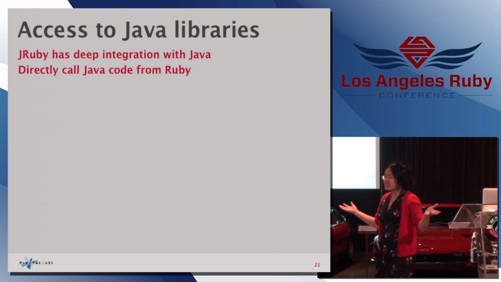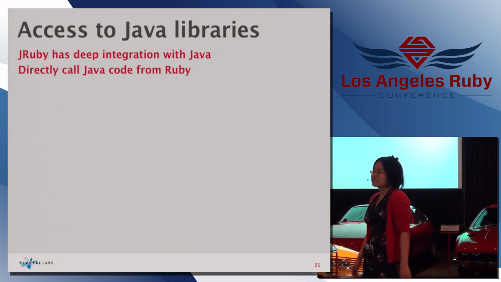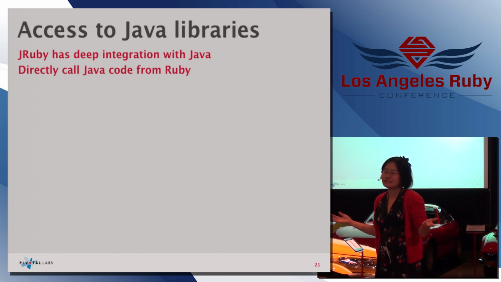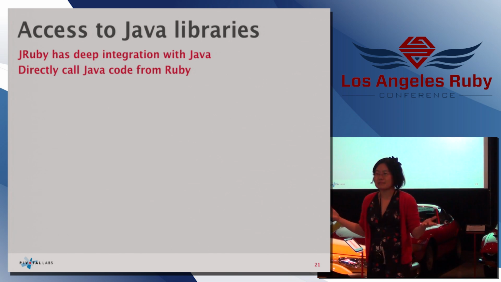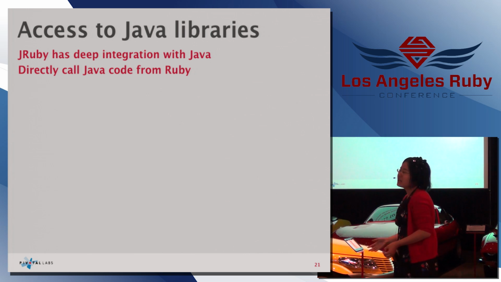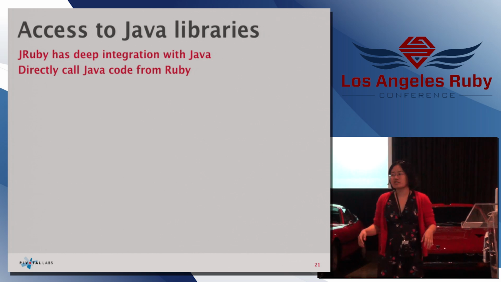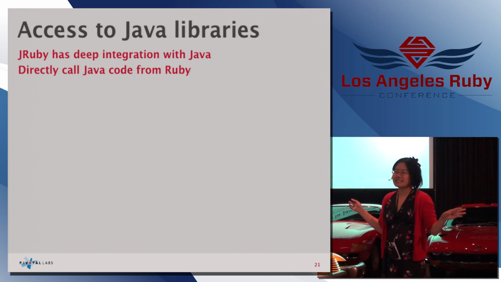So how do you do this? JRuby has really deep integration with Java. I'm not really sure what the JRuby team did, but they made a really great user experience. You can directly call Java code from Ruby. So I'm going to show you a code snippet for this use case.